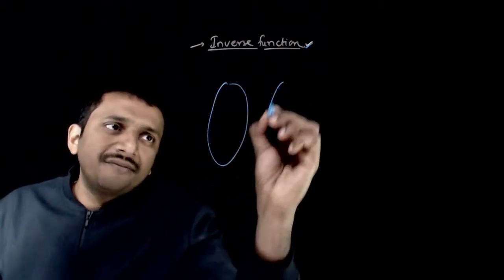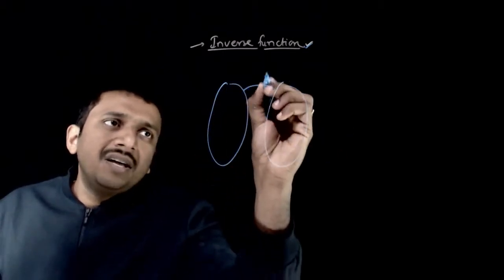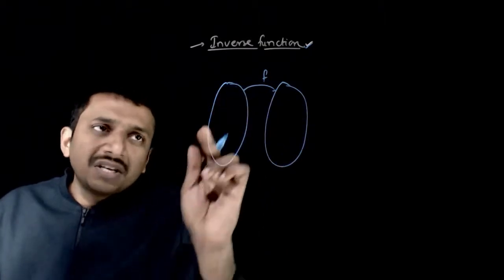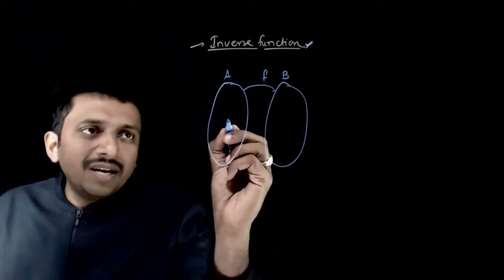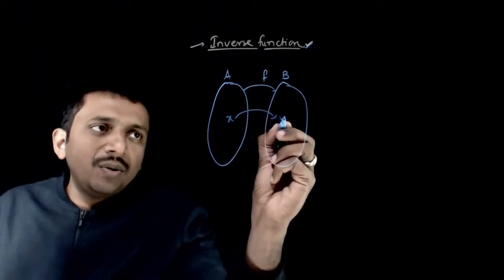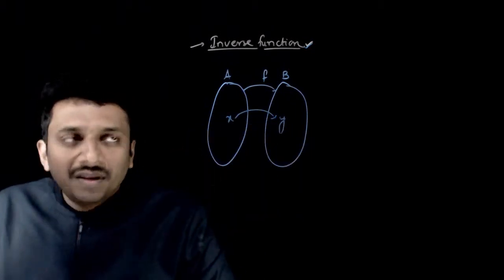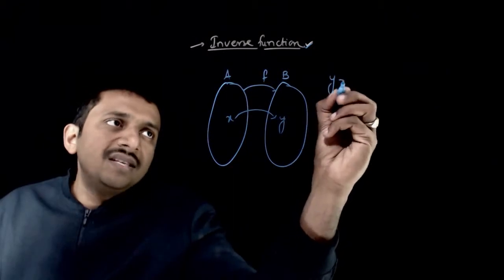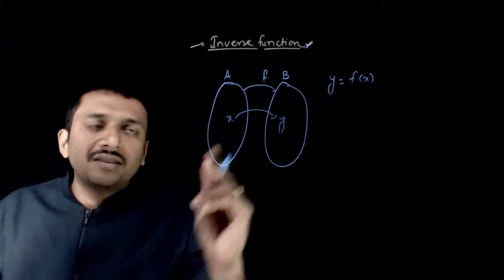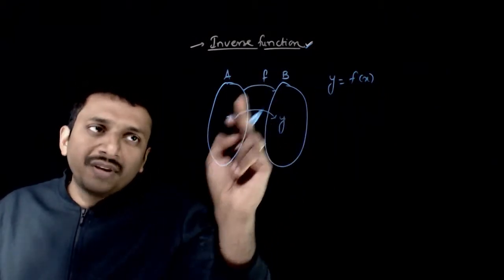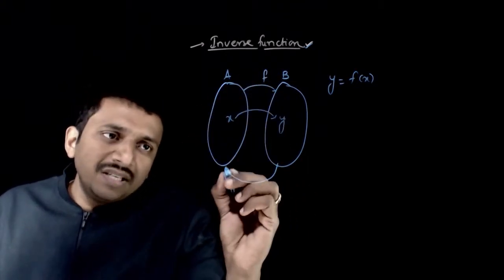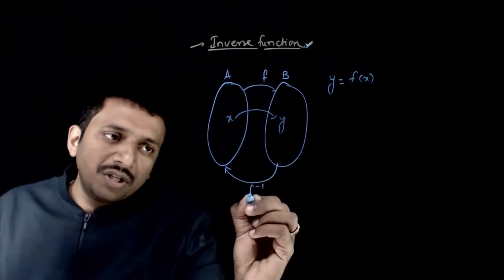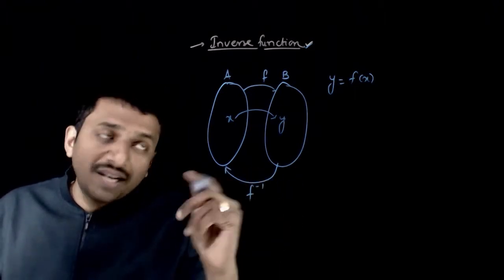If you have a function f which connects elements of A to elements of B, let us say that an element x is connected to an element y. So I say that y is equal to f of x. y is the image of x with respect to f. Now the inverse function, which is usually denoted by f inverse, f power minus 1.